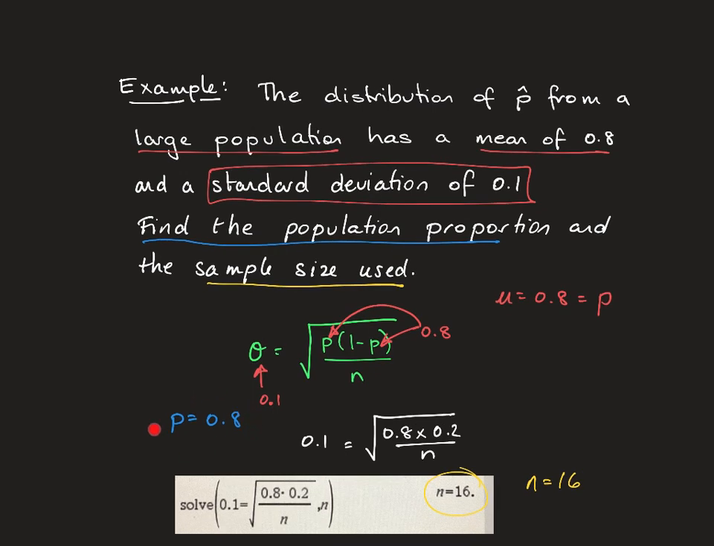So in these questions, what you're looking for is a hint around our p value, our population proportion, and whether they give you a standard deviation or a sample size, but they will give you two of them and ask you to find the other one.